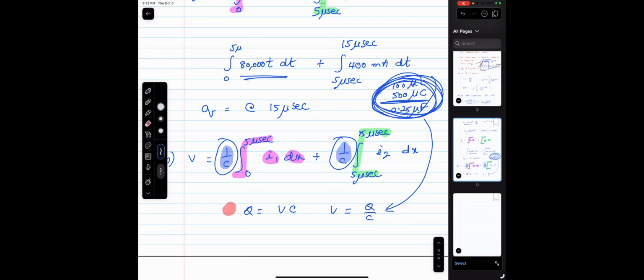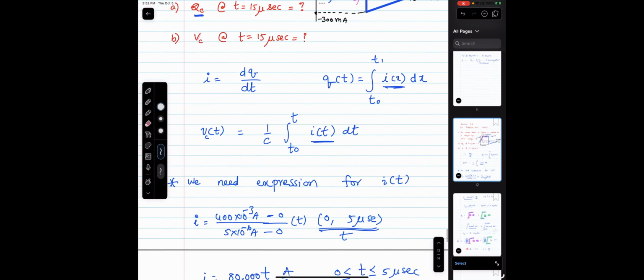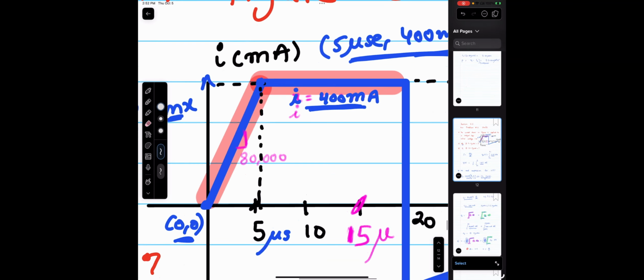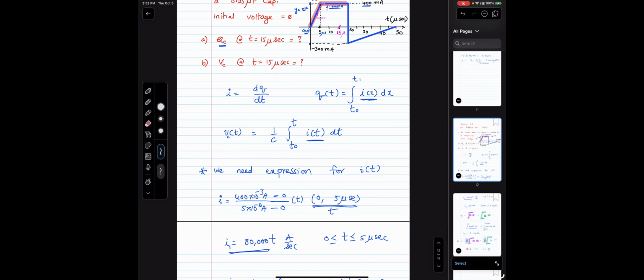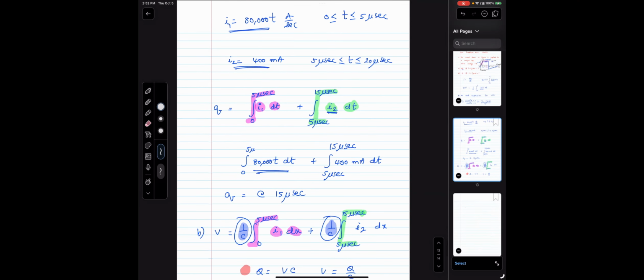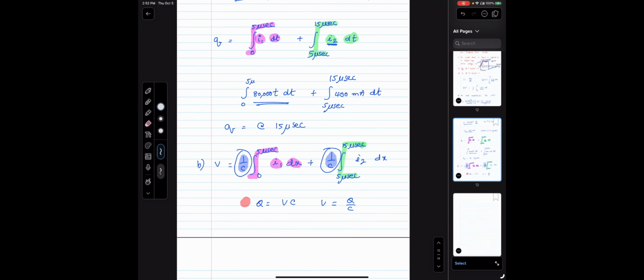Okay, so this is how you would go about solving the problem. The first thing you do is to write the straight line equations for the current. Then you integrate it to get the charge. And then you integrate the same thing with a 1 over C term to get the voltage. Okay, so that is how you would go about doing a problem similar to this on the homework.